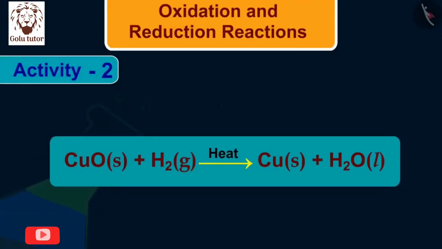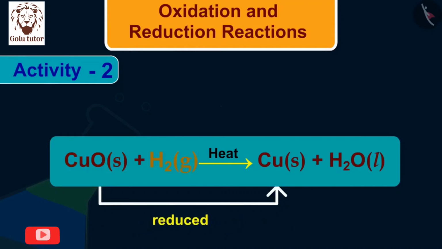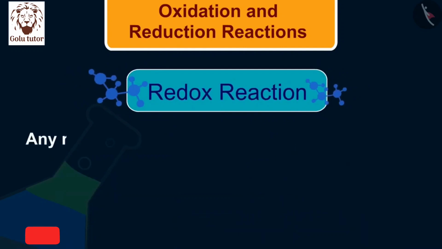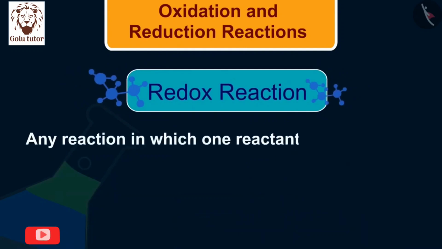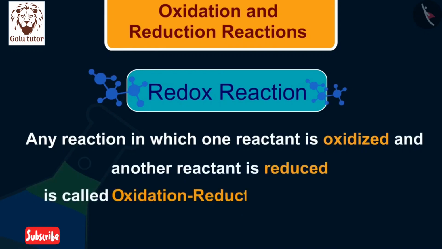If we look closely at this reaction, we will find that oxygen is getting depleted from copper oxide. Hence, it is reduced, and oxygen is increasing in hydrogen. So, it is oxidized. Any reaction in which one reactant is oxidized and another reactant is reduced is called an oxidation-reduction, or redox reaction.